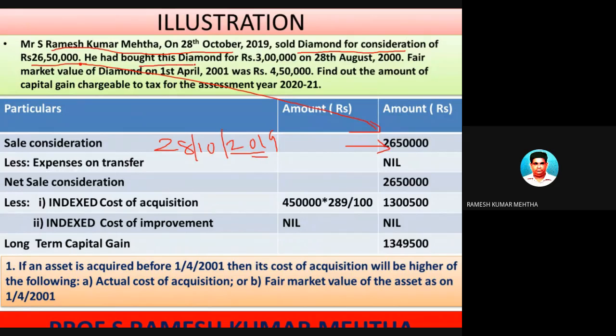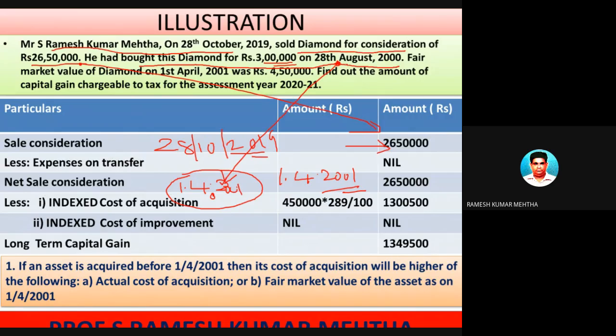Next one, he bought this. Now, the information related to acquisition is given. So he bought this diamond for 3 lakh rupees on 28th August 2000. So in 2000 he had purchased it for 3 lakh rupees. So this asset was purchased before 1/4/2001. If you compare here, the asset was not purchased on or after 1/4/2001, but it was purchased before this particular date, 1/4/2001.